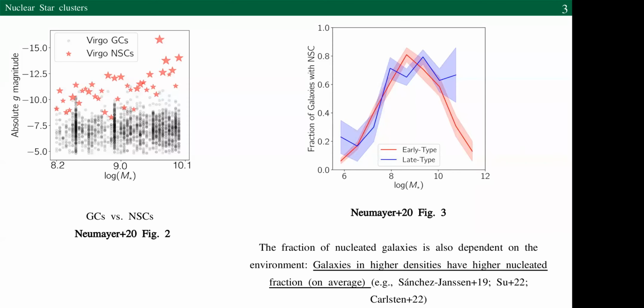There are also additional correlations regarding the nuclear star clusters. Important for the discussion here, there are indications that the nucleated fraction of galaxies is also higher in higher density environments. I will not go into much detail here, but in general, the properties of the nuclear star cluster correlate strongly with the properties of the host galaxy in several aspects.